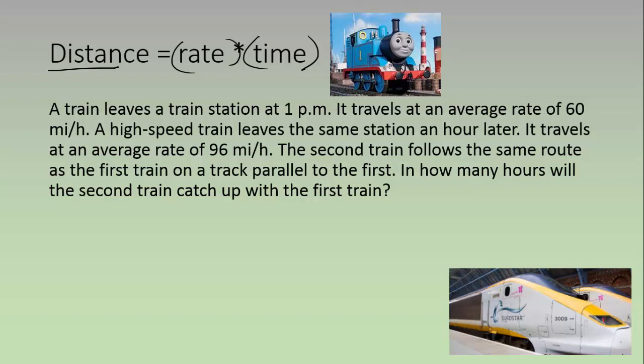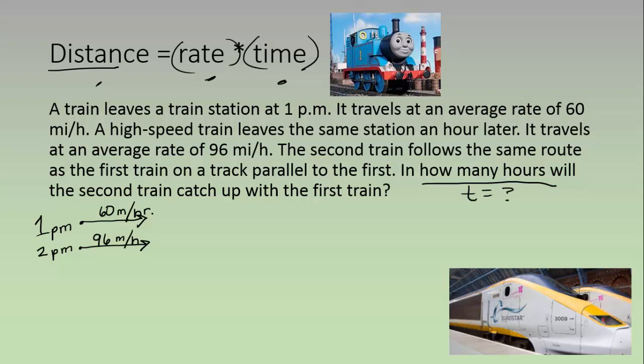If a train leaves a station at 1 p.m., it travels at an average rate of 60 miles per hour. So train number 1 leaves at 1 p.m. and it's traveling 60 miles per hour. Train number 2 leaves the same station an hour later and it travels 96 miles per hour. The second train follows the same route as the first train on a track parallel to the first. In how many hours? So that tells us, when you look back at the formula, which of these has to do with hours? That will be time, so time is missing. In how many hours will the second train catch up with the first train?